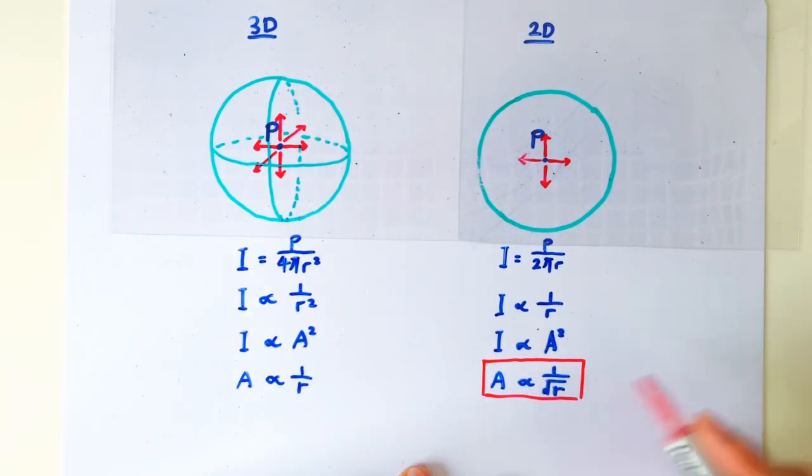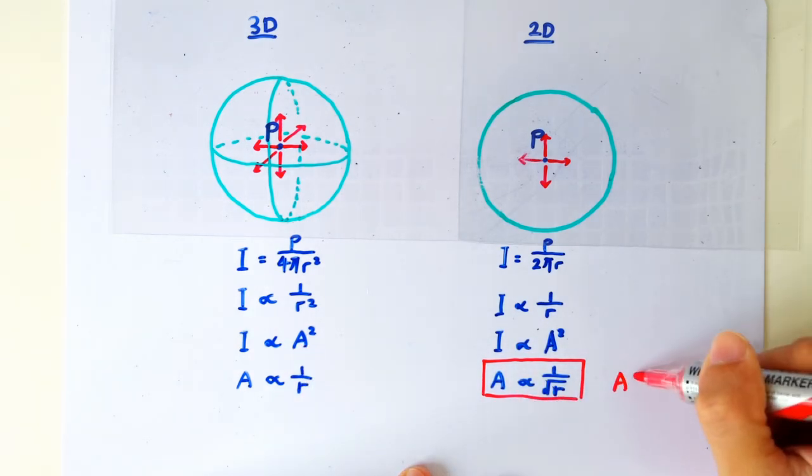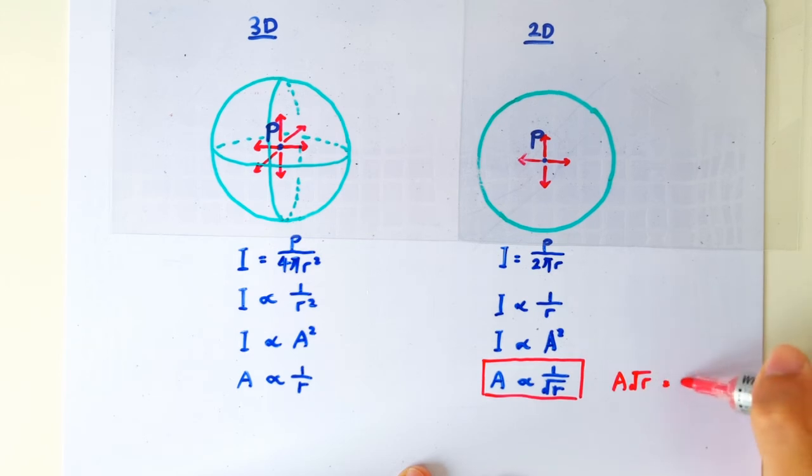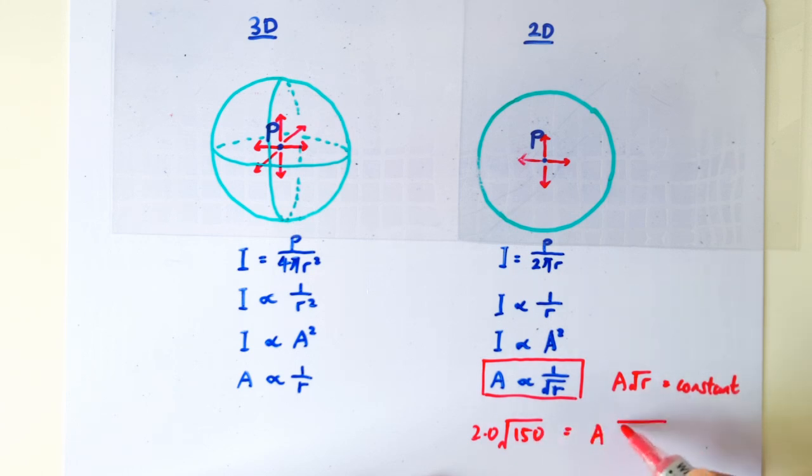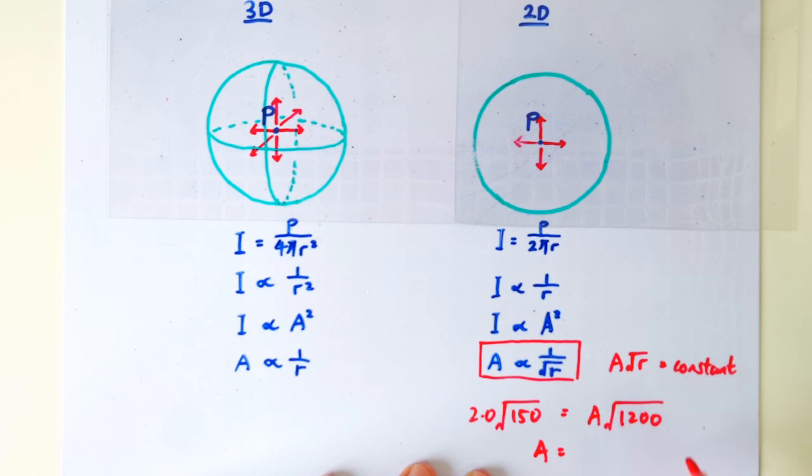An easier way to apply this equation is perhaps to see this as A times square root of r is a constant. So the initial amplitude times the square root of the initial distance from the center should be equal to the final amplitude, which is what we're supposed to solve, multiplied with the square root of the final distance from the source, which is 1200. So this should give you the correct answer of amplitude being 0.71 mm.